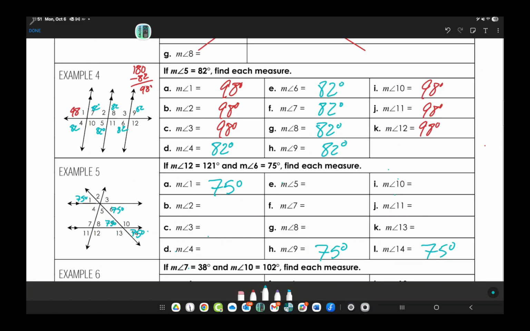All right, and we're given that angle 12 is 121. And what's vertical to angle 12? So that must be 121. Vertical angle should always be the easiest one to find. Now, angle 4 here is same side interior to angle 7. So I'm going to do 180 minus 121.